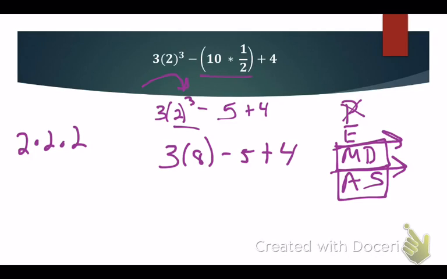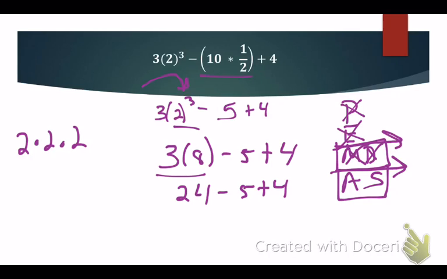What do I do next? Exponents are done. Now I need to do multiplying and dividing. Do I have any multiplying and dividing? Yes, I have multiplying right there. 3 times 8. 3 times 8 is 24 minus 5 plus 4. Do I have any division? Nope, I'm done with both of those.